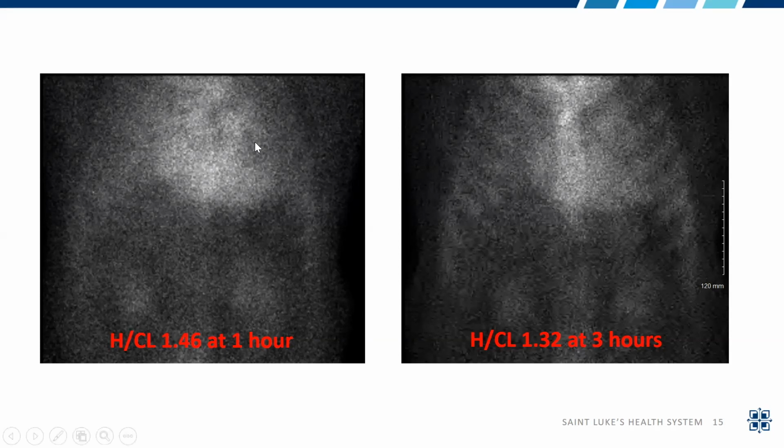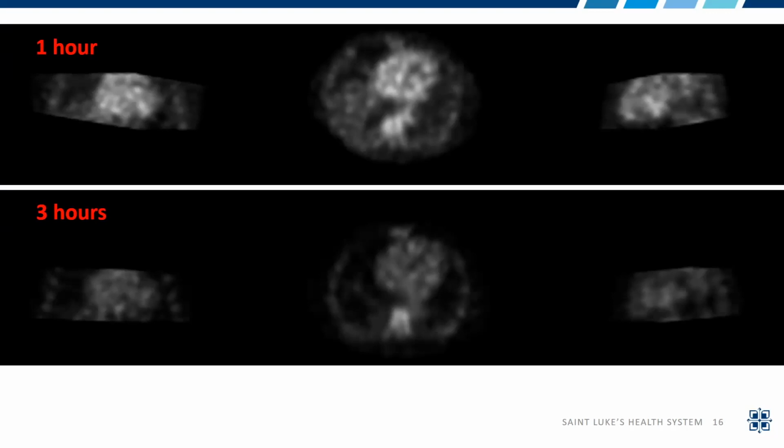But you could imagine difficulties in where you're going to put the ROI on the left image, because it is quite blurry, and the heart does look on the bigger side. Here are the SPECT images. This is negative. This is a 1 hour on the top, you see, and a 3 hour on the bottom.